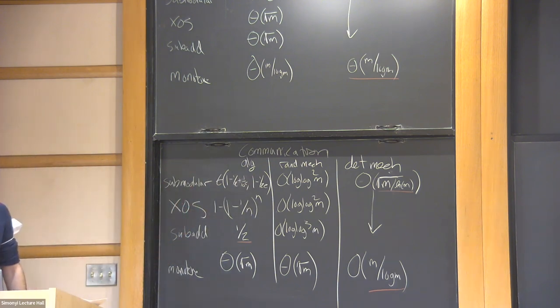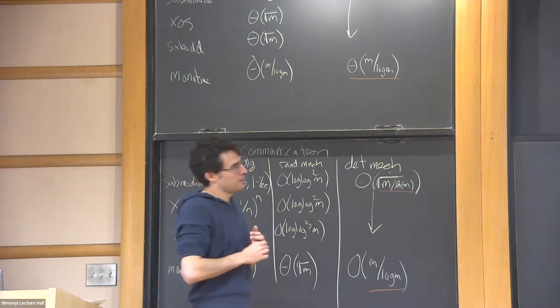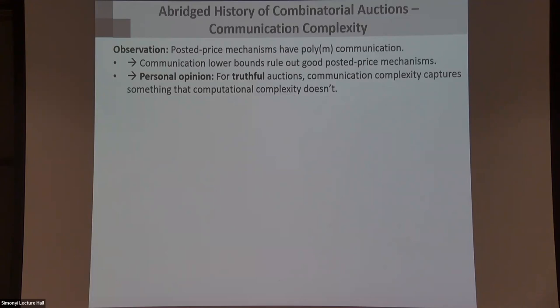Okay, so quickly revisiting: why did I pitch communication? I pitched communication because there's not this weird interaction with incentives, right? Revisiting posted price mechanisms specifically, how much communication does it take to run a posted price mechanism? You just need to state a set of prices up to M, so that is at most M bits. So the communication is not an issue. Posted price mechanisms will have low communication, and if we can prove communication complexity lower bounds, those will tell us what posted price mechanisms can do.